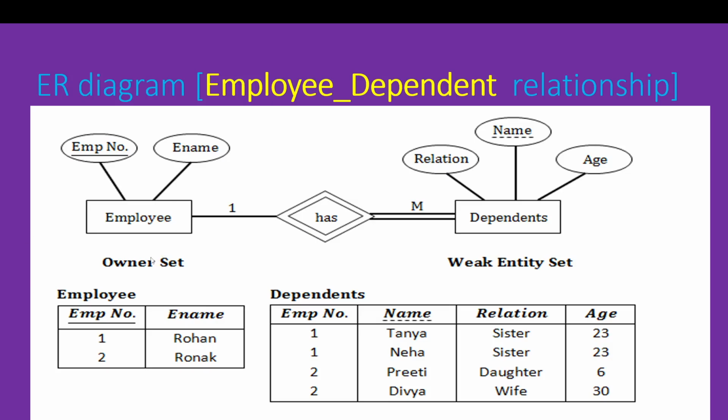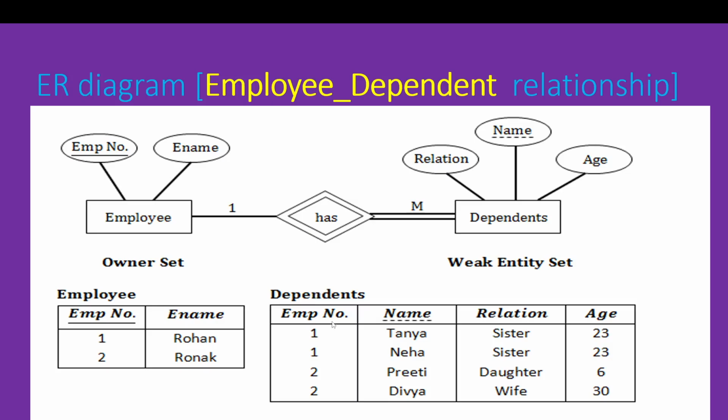Suppose you have one strong entity, that is employee, and the strong entity is identified by its primary key, that is employee number, which is unique for every instance of employee. This is one entity. You can see this is the first row, this is the second row, these are entity instances, and the second one is also an entity instance. Also, this entire set is called the entity set of type employee.